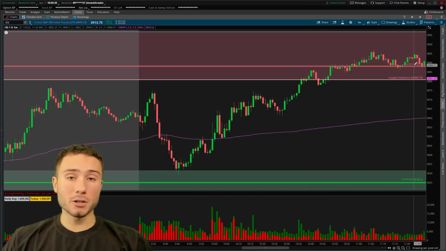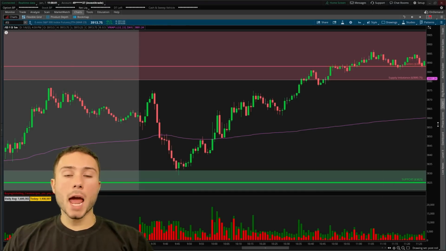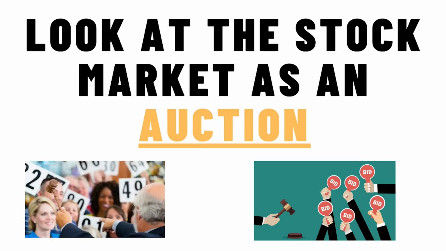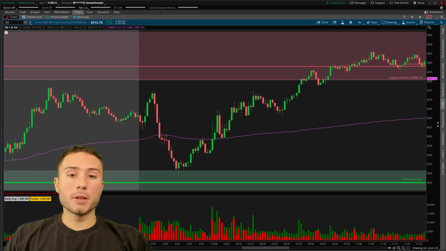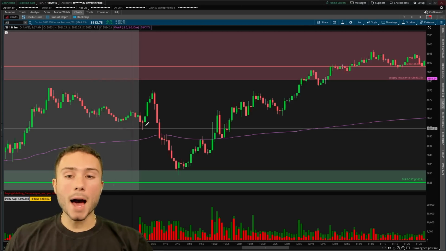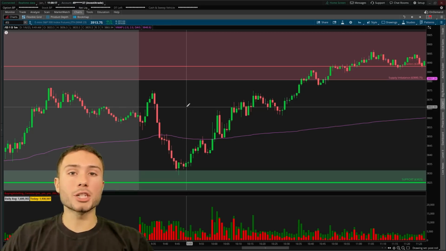But now let's get right into the charts. The first thing that I want everybody to understand is I want you all to look at the market just like any other auction, whether we're talking about real estate, cars, watches. The stock market is relatable because it's an auction place where buyers and sellers are looking to exchange goods.